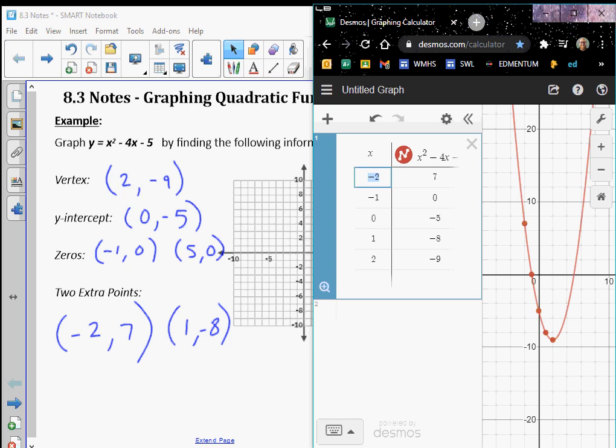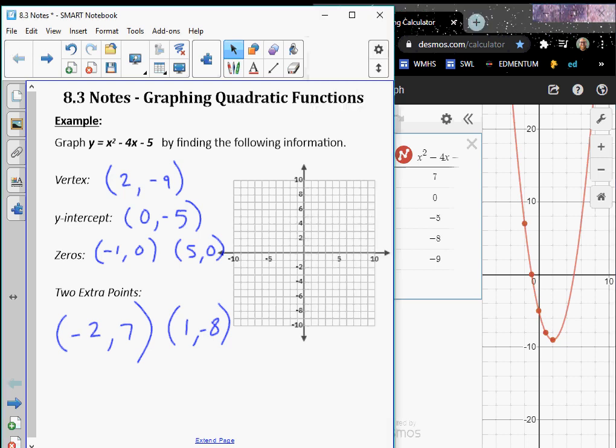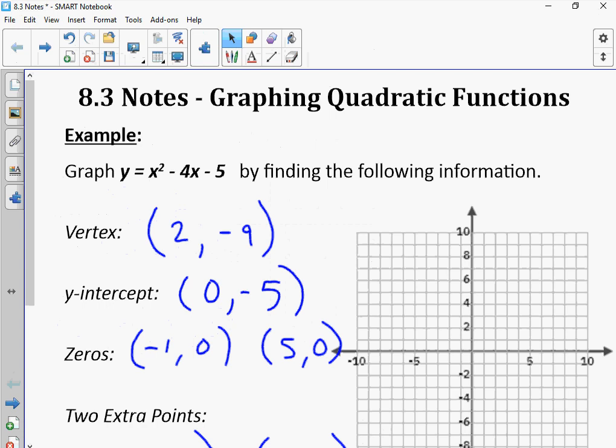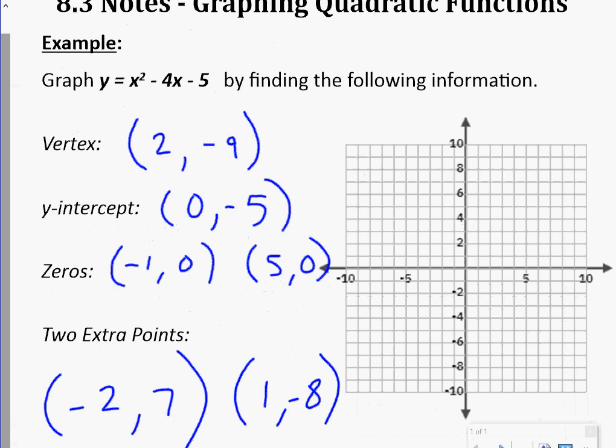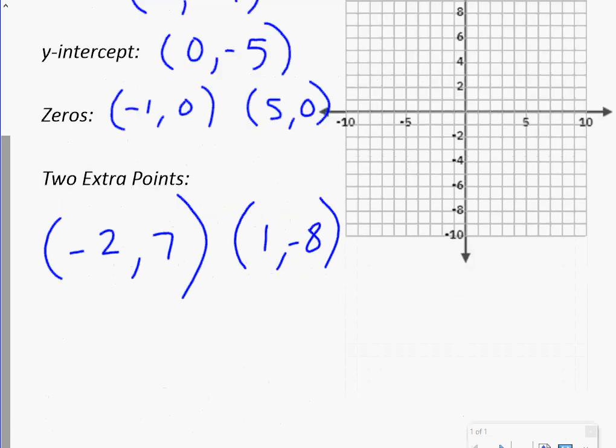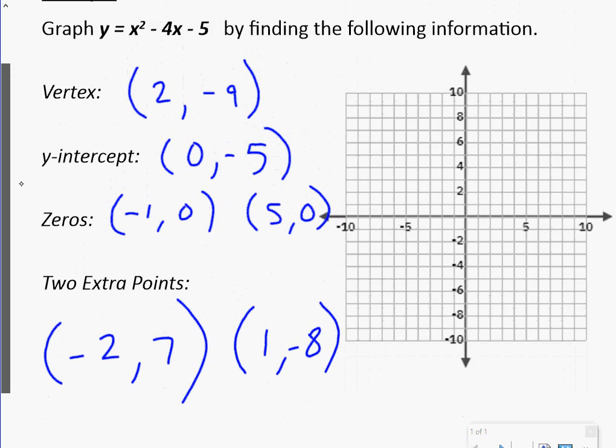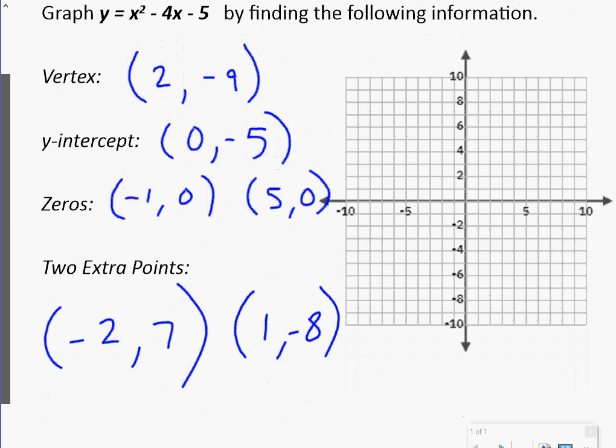Once you have all of the points that you need from Desmos, it's time to go back over here and utilize these points to actually make the graph of our parabola. We're going to plot our vertex first, and then our y-intercept and our zeros and so on. Let me get it all on the screen here. There we go. So the vertex is at (2, -9).